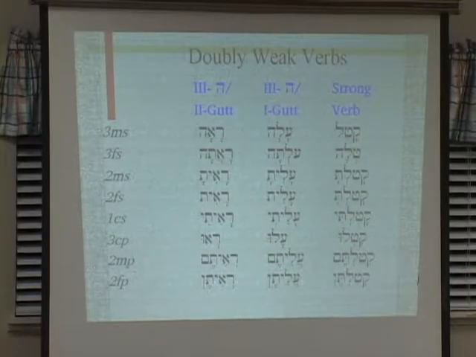Alta, alita, alit, aliti, alu, alitem, alitem. You see in the last two instances, the qamets has been reduced to hatef patah because gutturals do not like shva. They take the next best thing to shva, the reduced vowel. So it's kind of longer than shva, but shorter than the full vowel.